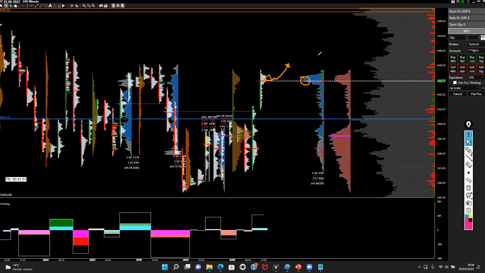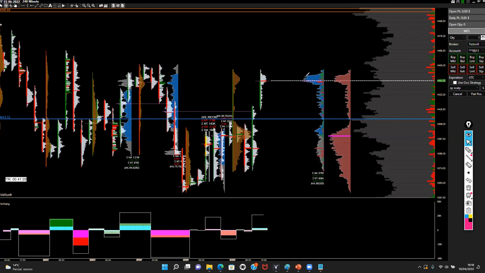Okay, and of course that makes sense, because since there is a lot of volume trading here, this volume can act as a support, as a temporary support for the price. But in this case, let me just tell you that in a couple minutes.